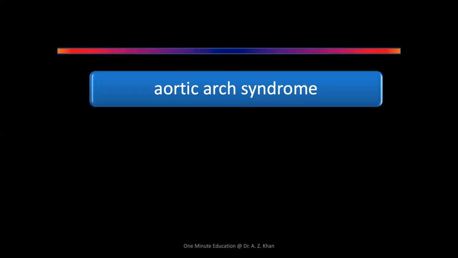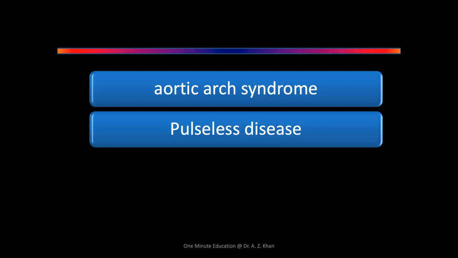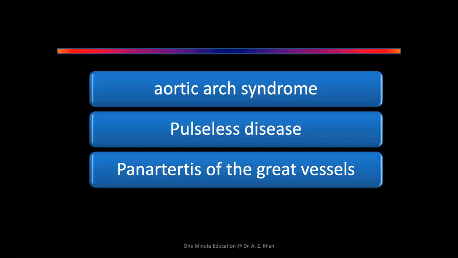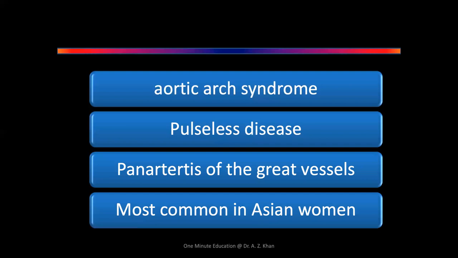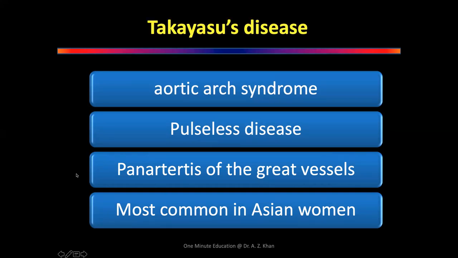They must have proceeded. Okay, name the syndrome. Forget that. Name this syndrome. It's also called aortic arch syndrome. There is a pulseless disease, panarteritis of the great vessels, and most importantly, classically, it is most common in Asian women. Name the disease. It's called aortic arch syndrome, where you get panarteritis of all the great vessels. Okay, Takayasu's disease. Okay, all right.